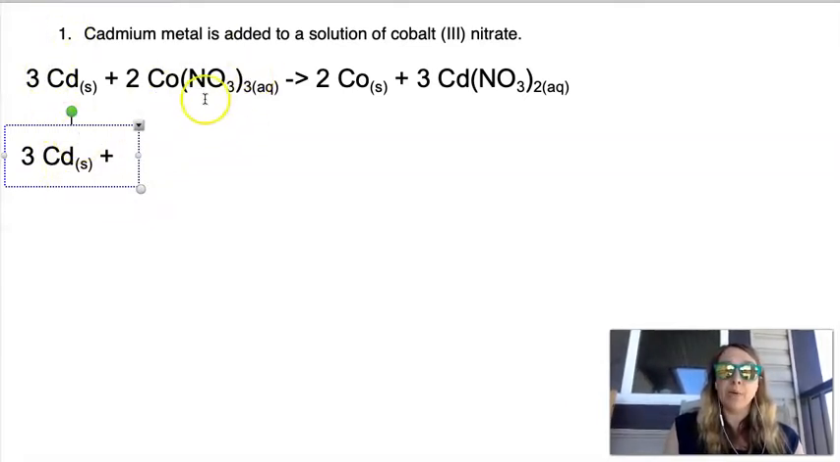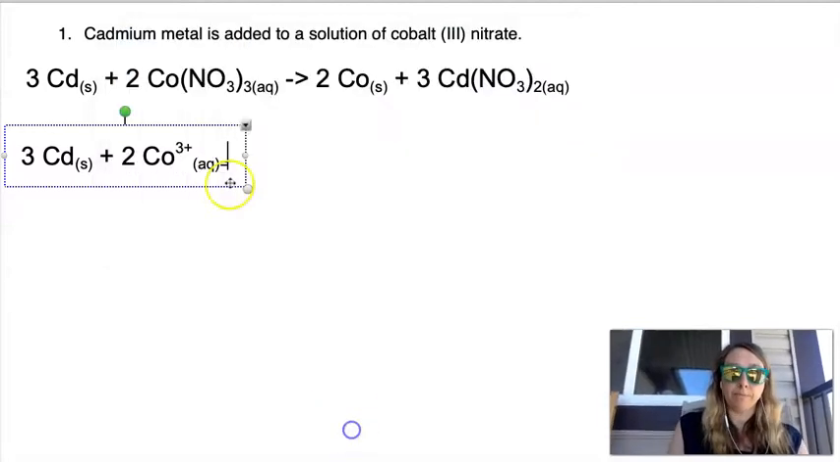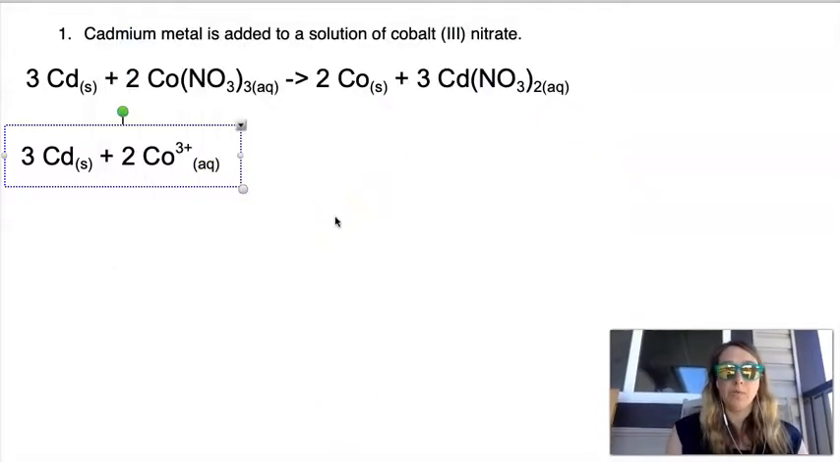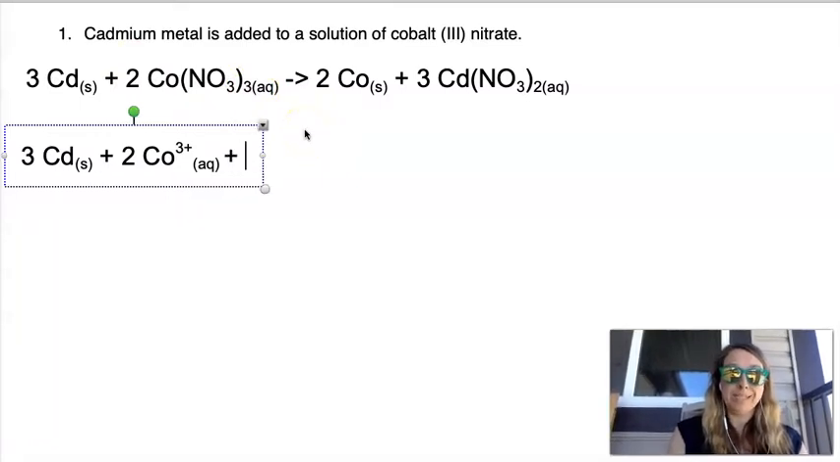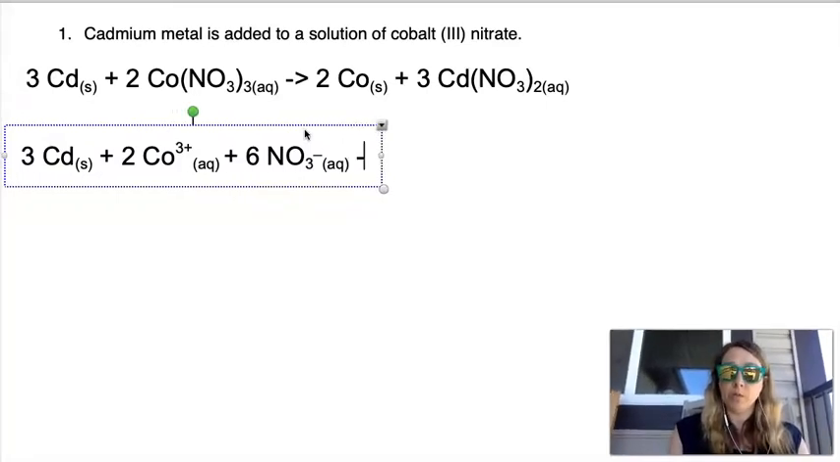But then our ionic compounds, as long as they are aqueous, which in this case they are, we are going to dissociate. So we're going to make 2 of those cobalt 3+ ions. And then we are going to make how many nitrates? So the nitrate, we have a 2 in front, and we have this 3 subscript. So 2 times 3 is 6. So we're going to do plus 6 of those nitrate ions. Okay, and that's all we have on the reactant side.